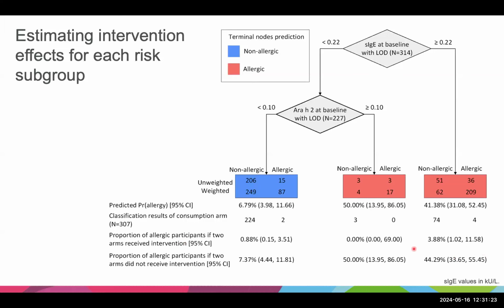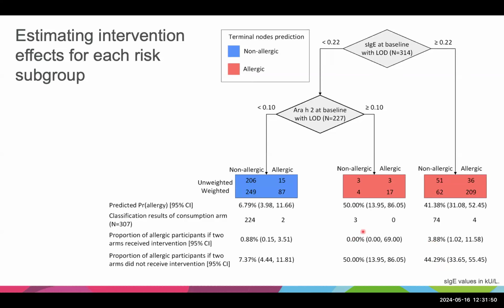Starting on the right side again with this node, if all participants from both arms received no intervention, they had a probability of 44% to be peanut allergic at 60 months of age. If all infants classified in this risk group had received the intervention, they were estimated to be 3.88% likely to be peanut allergic at 60 months of age.